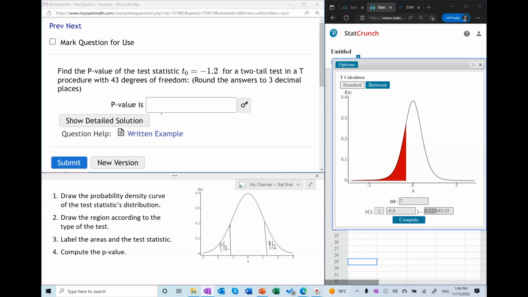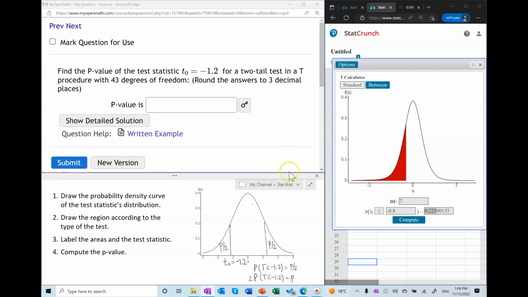And now, because our test statistic is -1.2, we label the boundary of the left region with -1.2. So to find the p-value, we're going to first find the probability of t being less than -1.2, but that is only going to give us half of p. So to find the full p, we're going to multiply this by 2, and that's how you get the full p-value.